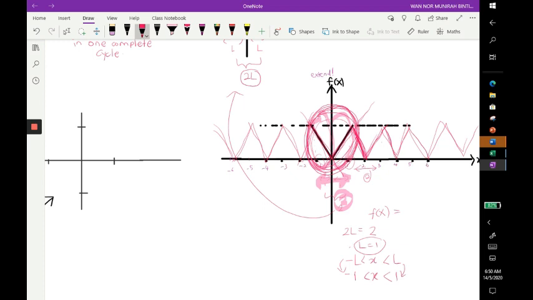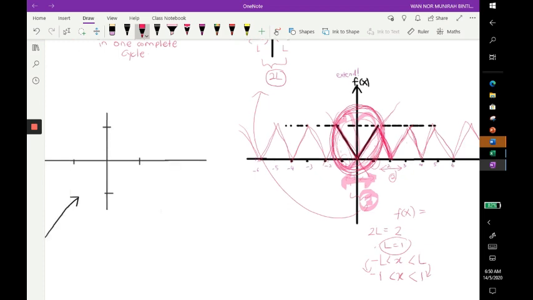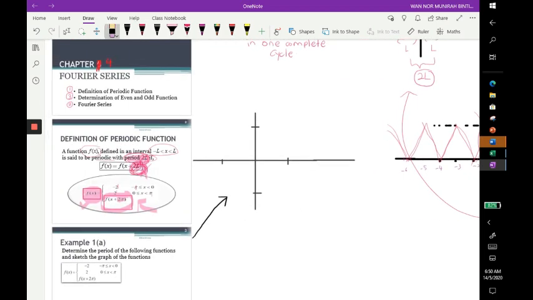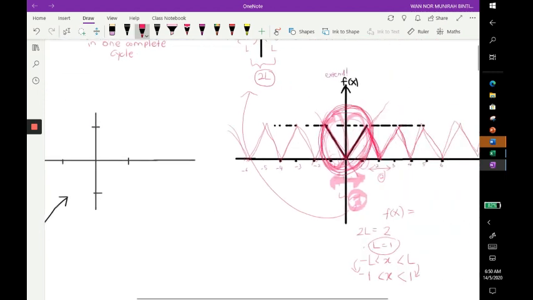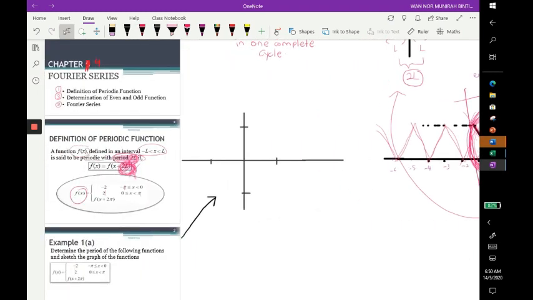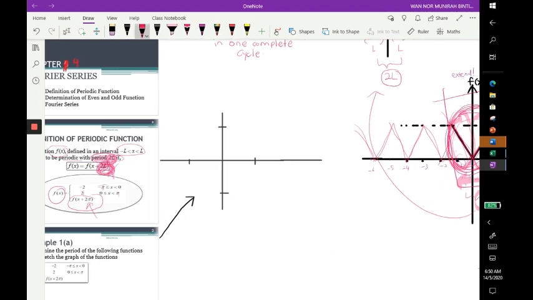You have a function f(x) here. This is f(x), the original f(x), from -1 to 1. Next, the function is repeated each 2π. 2π is your period. So that means you have 2π from -π to π.